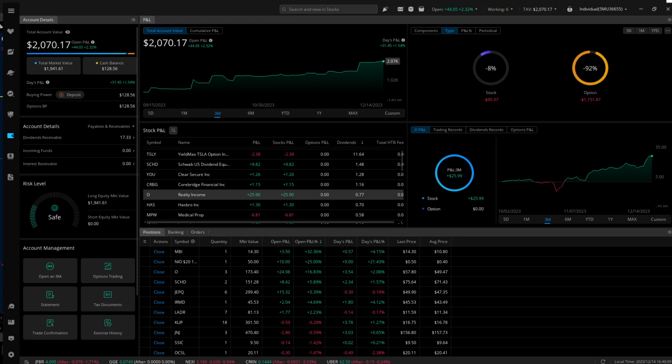$2,070, about $1,800 of that was contributed plus a little bit extra for other odds and ends. I've realized a total of $95.57 in losses on the stock side and $1,151 in the option P&L, which means I get to combine these together and then claim them on my taxes. 100% of this dollar amount I get back towards my taxes. So that's good for me. It's a win-win. I don't really care.